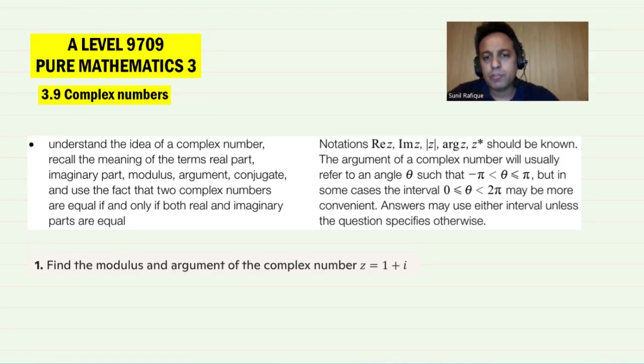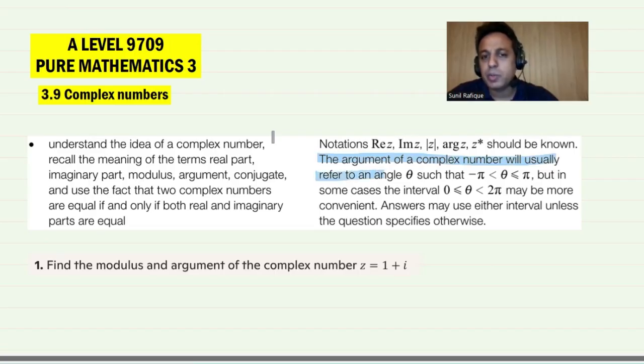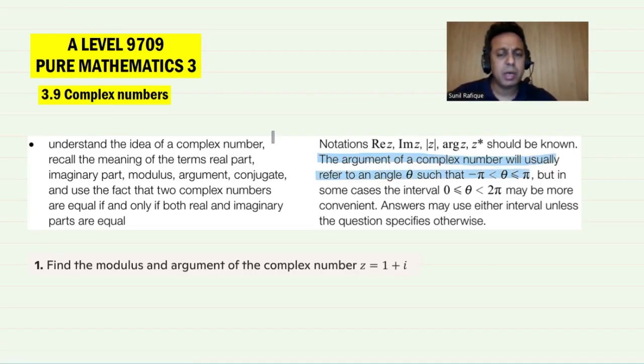The argument of a complex number, let me just highlight it from here. The argument of a complex number will usually refer to an angle theta such that minus pi to pi. That is the restriction on the angle. So you'll see what I mean by restriction. But in some cases, the interval 0 to 2 pi may be more convenient.